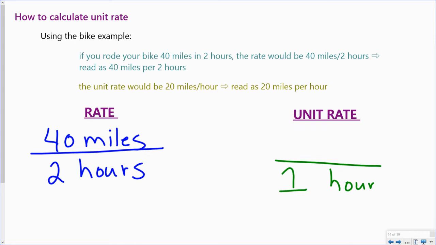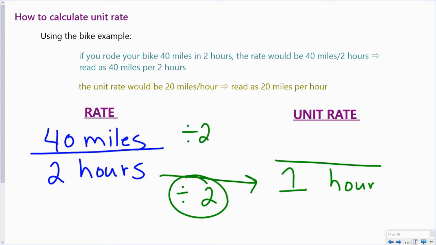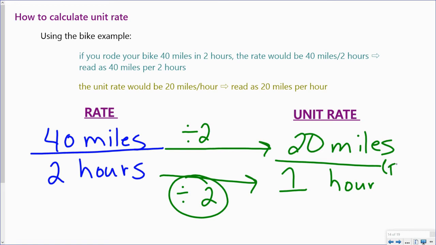In doing this, to get from 2 hours to 1 hour, I'm going to divide by 2. And if I divide by 2 down here, that means I have to divide by 2 up here to keep them equal. So 40 divided by 2 would be 20, and that would be 20 miles. So it would be 20 miles per hour, because remember, this fraction line here represents the word per. So 20 miles per hour.